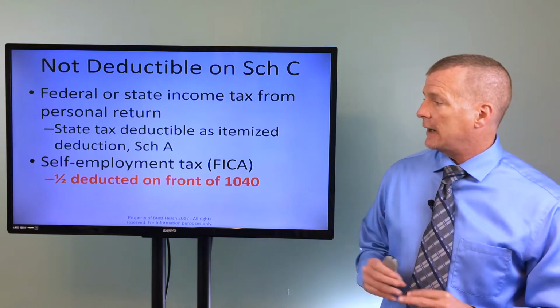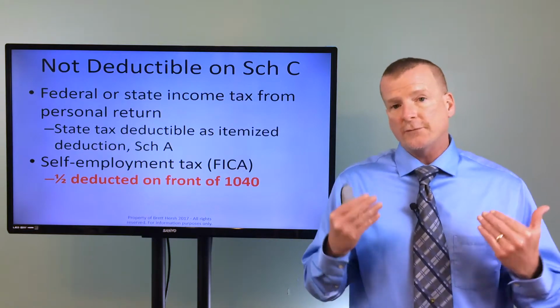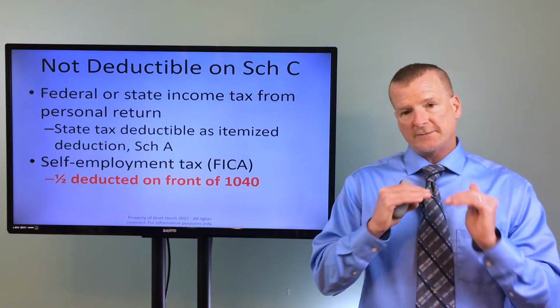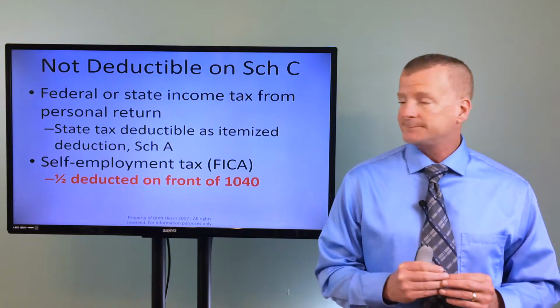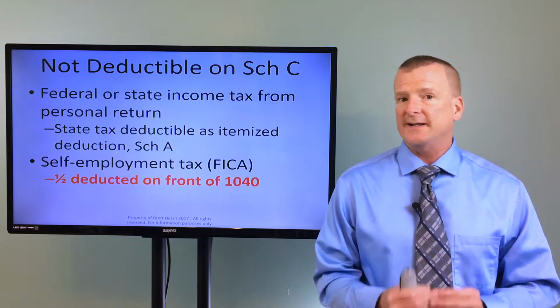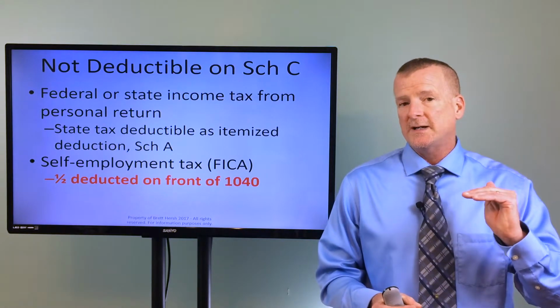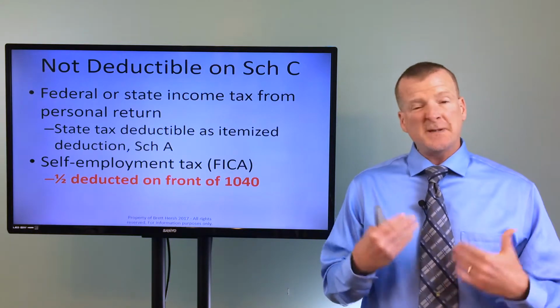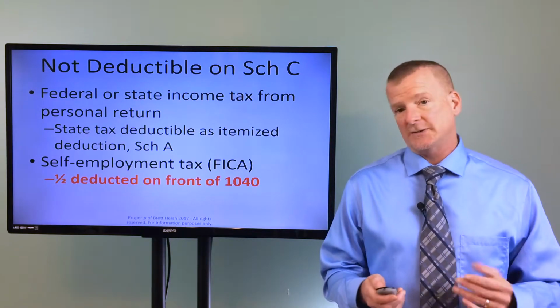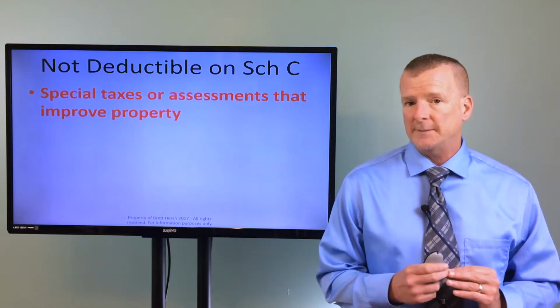Half of that amount, however, is deducted on the front of your 1040. So you do get a little bit of a break if you pay $1,000 in self-employment tax on your tax return. 50% of that amount is deducted on the front of your 1040, which in effect reduces your income tax. So you get a little break for it, and often many states will also reduce your state tax. So you do get a little break for the self-employment tax.